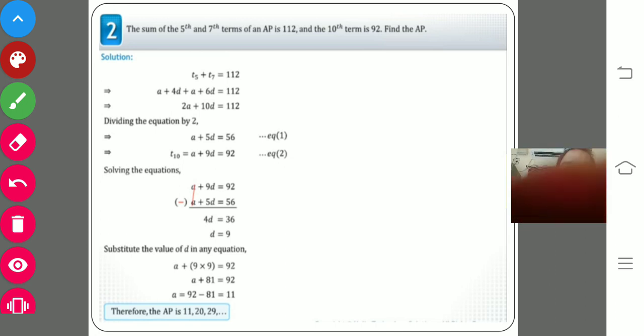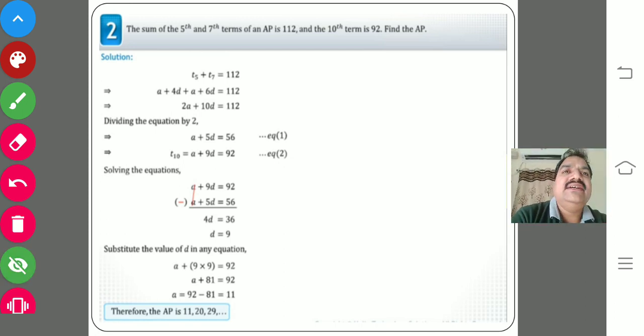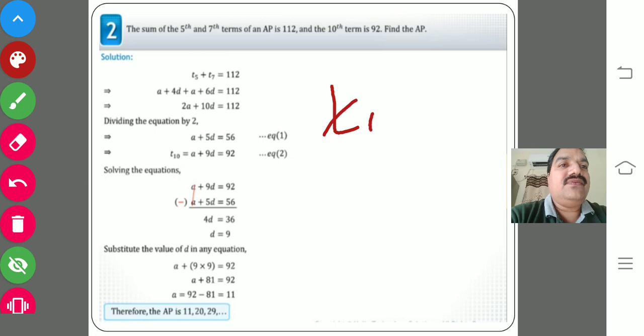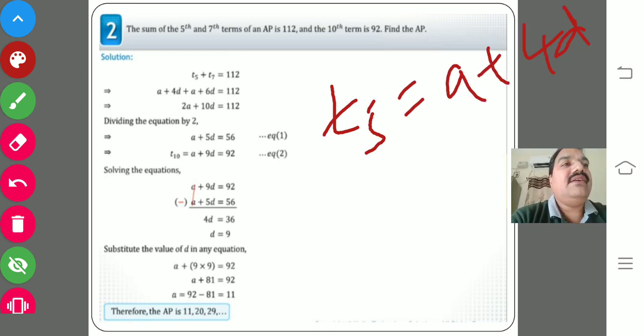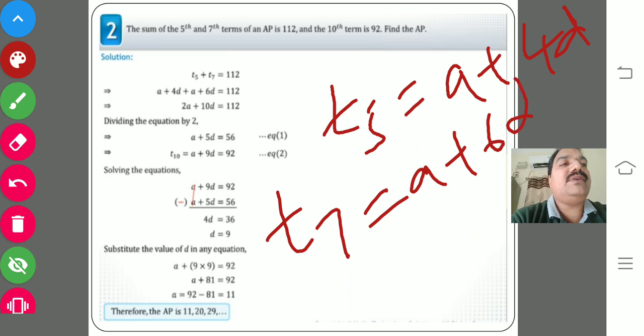This is the second question. The sum of the 5th and 7th terms of an AP is 112 and the 10th term is 92. Find the AP. The fifth term is A plus 4D, and the 7th term T7 equals A plus 6D.